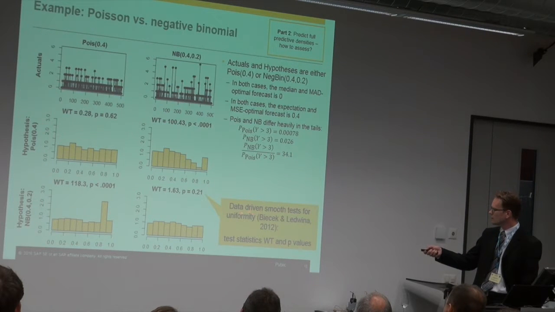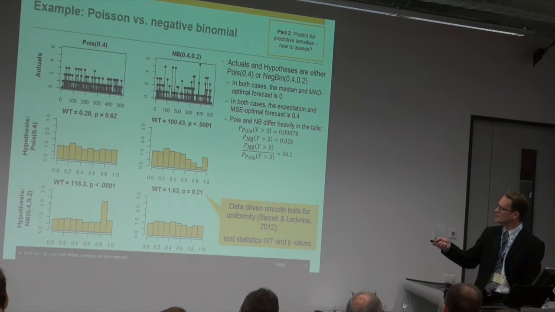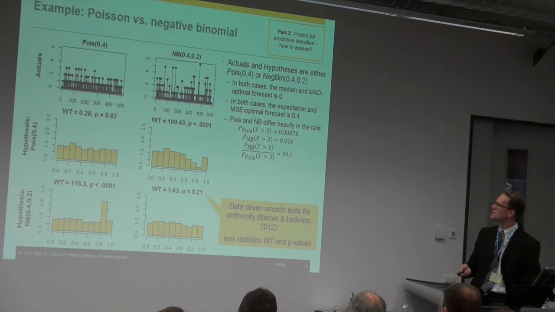And then we can run any kind of statistical tests, and I just took some smooth tests for uniformity, data-driven, Ledwina and Inglot. You see a test statistic, WT, and a p-value for the test statistic. And there you see we can reject uniformity in these two cases, and we don't reject it here. So it does seem to work.